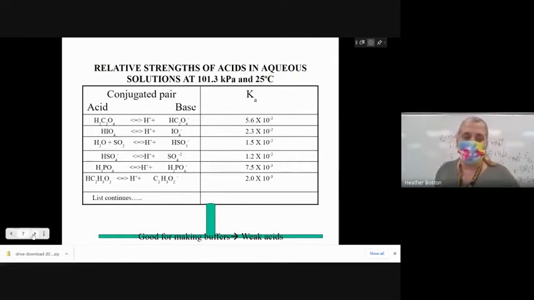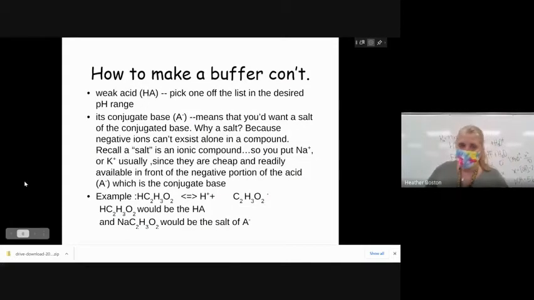But we can't just pull a conjugate base off the shelf, so we need to have a salt of the conjugate base. First of all, if we're going to make a buffer system, you pick a weak acid or a weak base, and you pick it with the desired pH range. We'll go over in a minute what the desired pH range means.